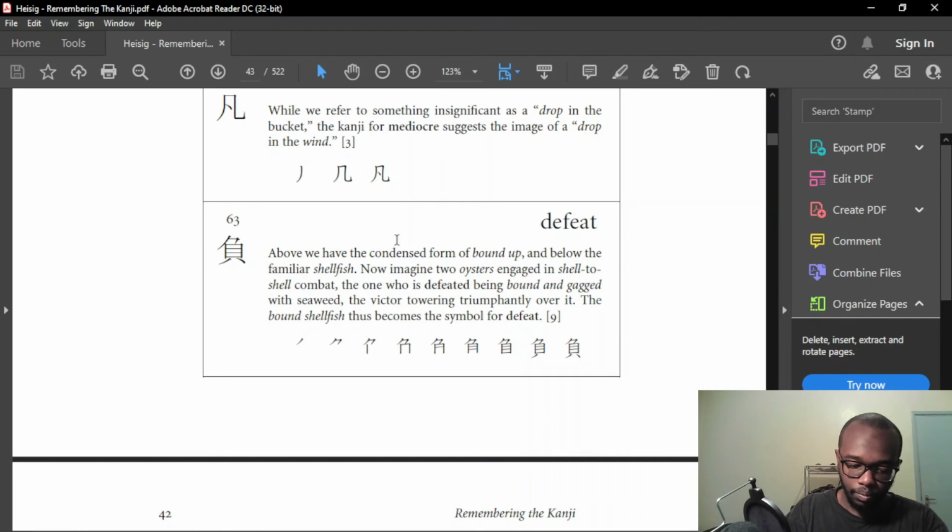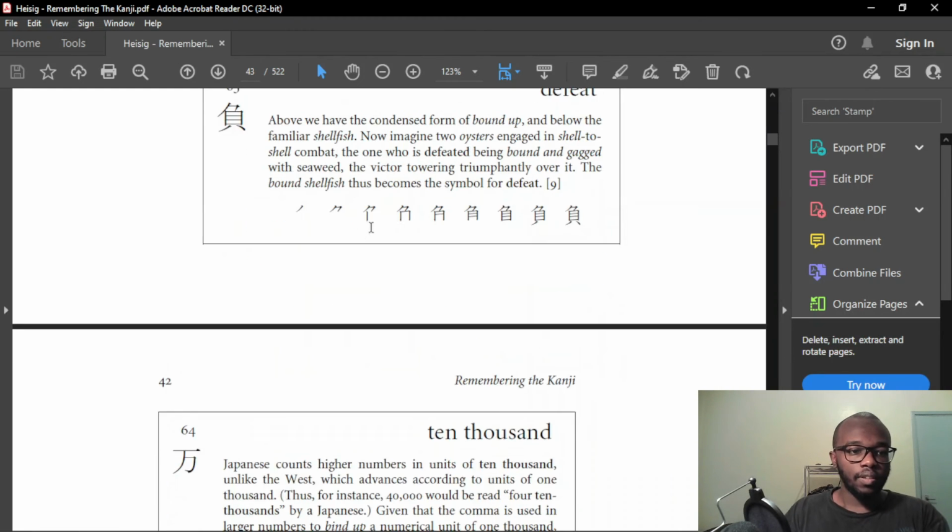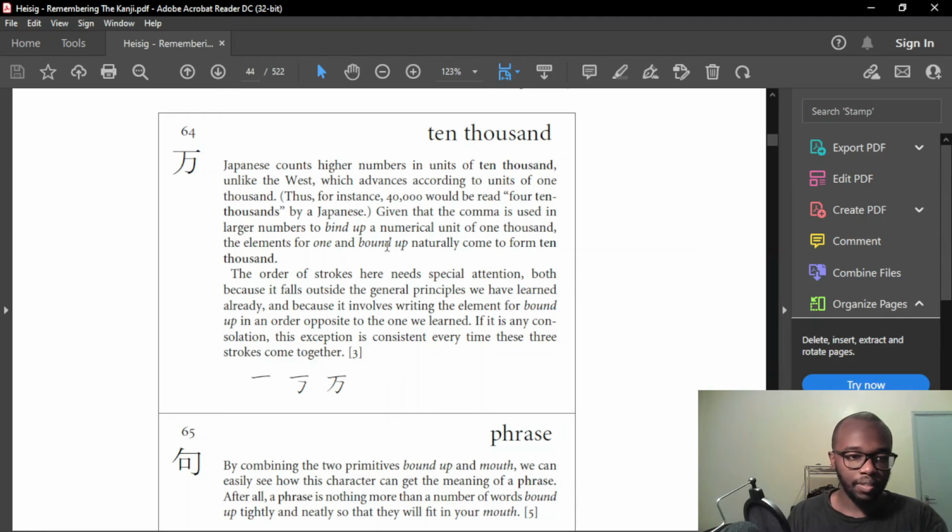So it's two oysters fight, and the loser, not two clams, I just say clams. The clams fight, and the loser gets bound with a rope after defeat. Okay, and now we have 10,000.